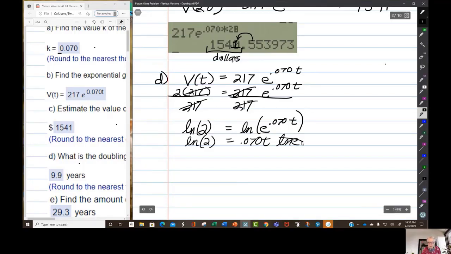So what we have here, we can just not think about it because 0.070t times 1 is 0.070t. We divide both sides by 0.070, which is k, and we will get the doubling time.